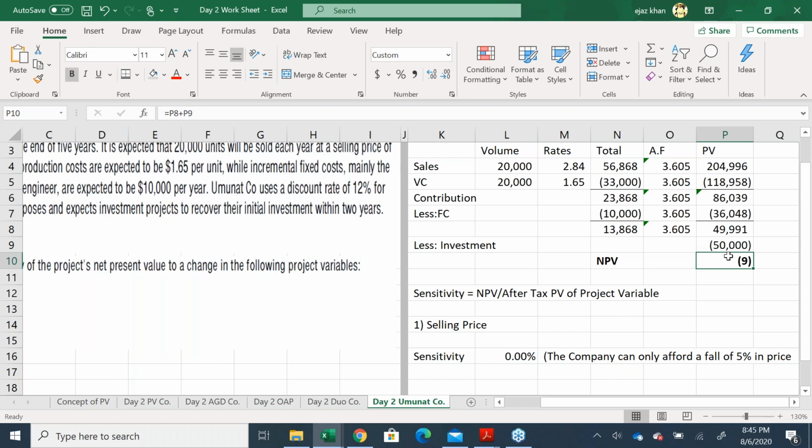This negative $9 is because the 5.22% was not the accurate figure. It was a rounded off figure. So here we go, we've just lost the positive NPV. And if the change is more than this, it will go further into negative figures, and we cannot afford that, right?